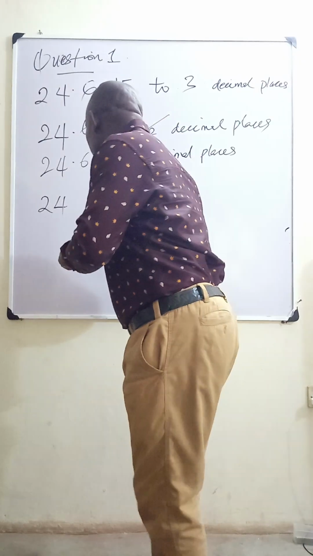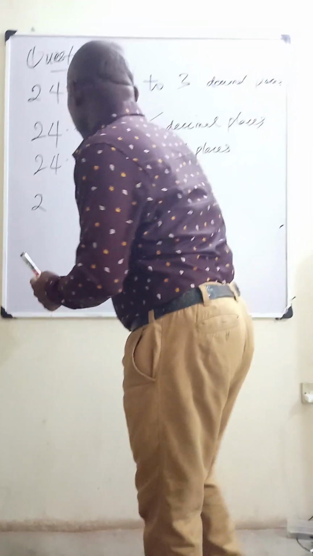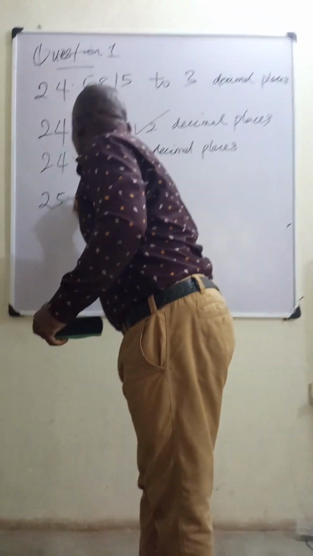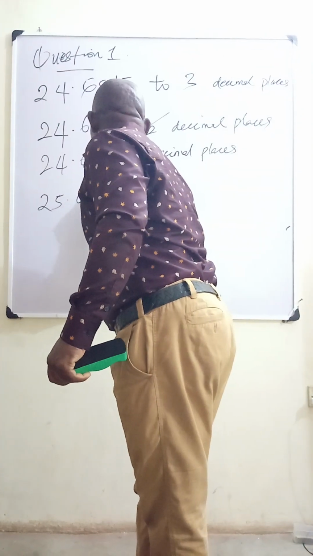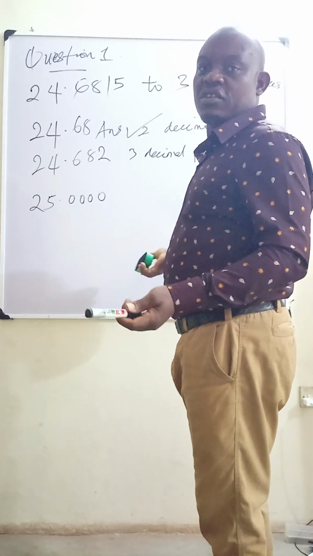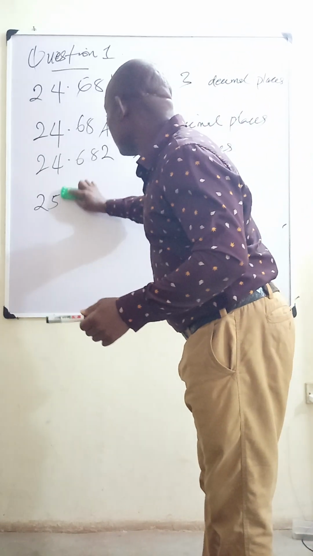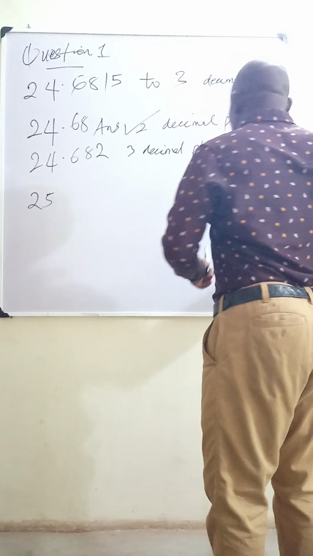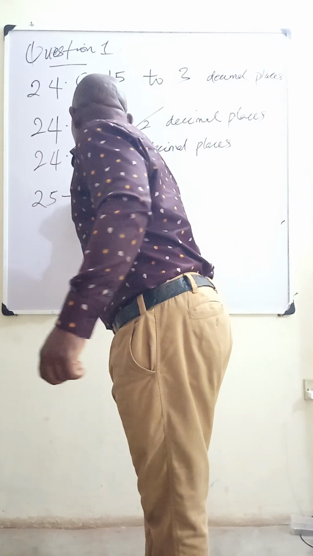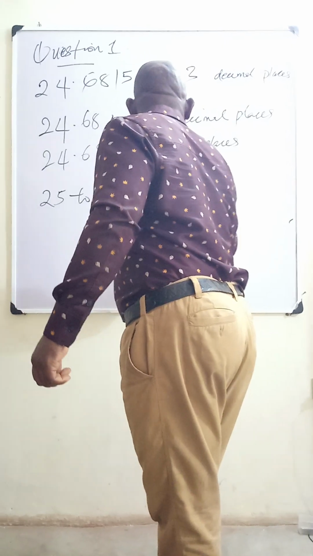So the nearest whole number becomes 25.0000, but the zeros are inconsequential. They don't mean anything. So it is 25. So these are the small things about the nearest whole number.